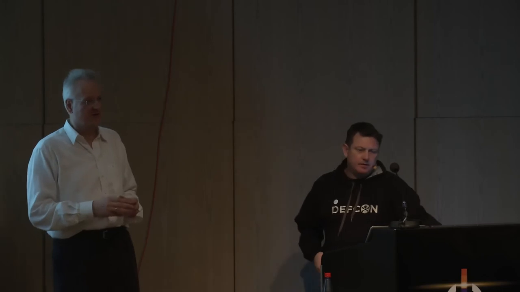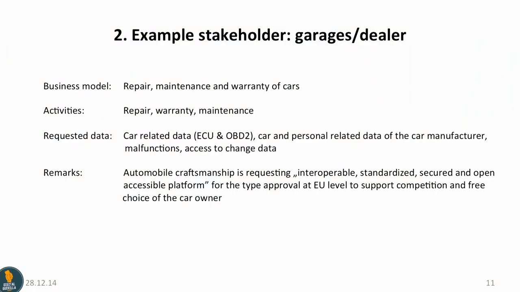What is the business of a garage and car dealer? The business is to repair cars, to maintain cars, and to manage the warranties. Therefore, the activities are the same. And what do they need? They need car-related data, they need the malfunctions, they need also some personal data, for example, whether your warranty is still valid and so on, or your warranty is covering the mileage and so on. And they need also the access rights to change the data.